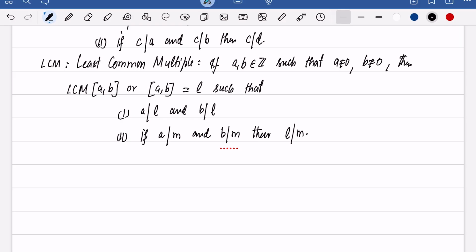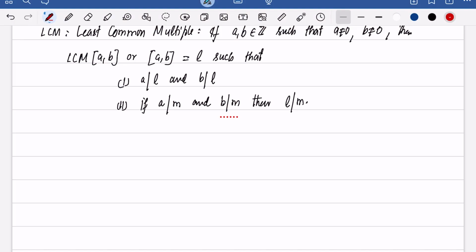So the first condition gives us that L is a common multiple of both A and B, and the second condition makes this L the smallest of all the common multiples of A and B, so that it is the least common multiple. Now here we will use the fundamental theorem of arithmetic to find the LCM and the GCD. Now let's write it in this way.